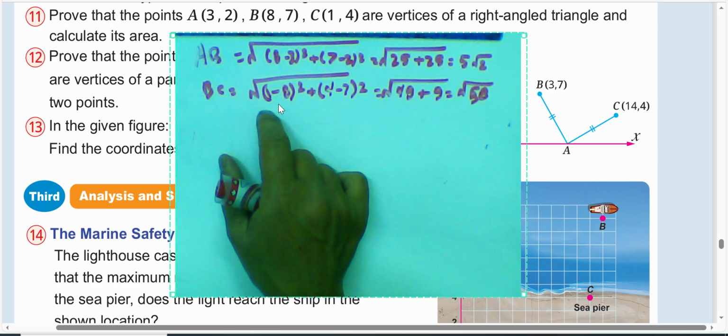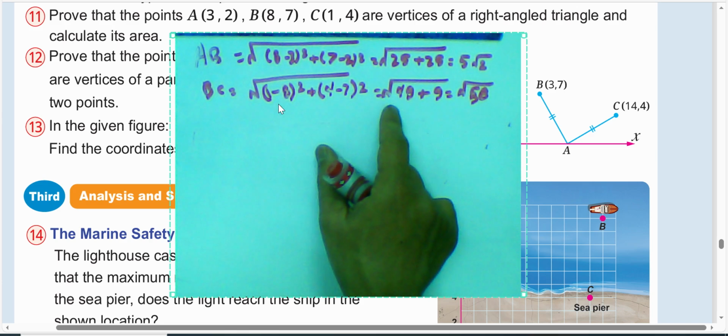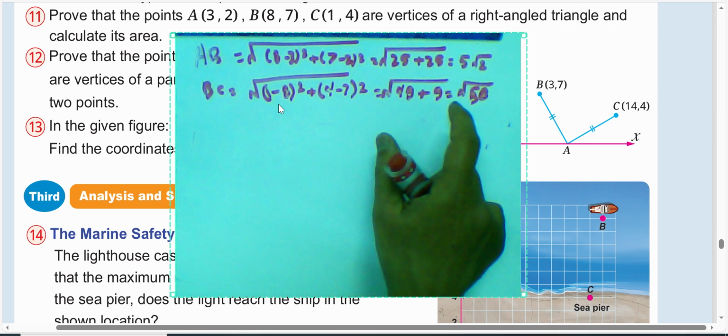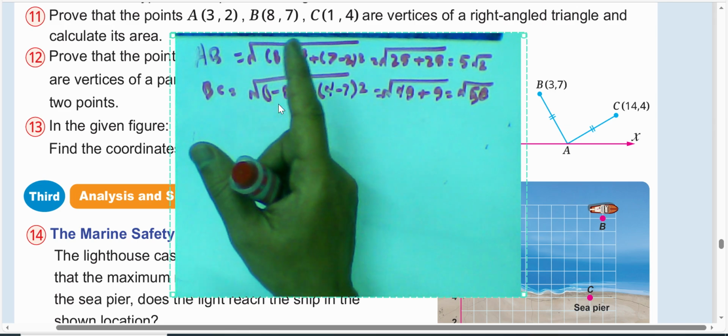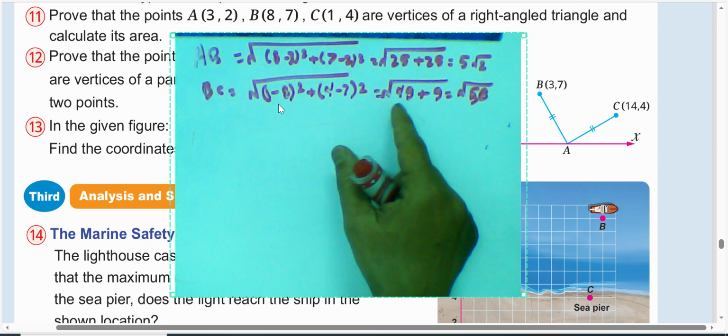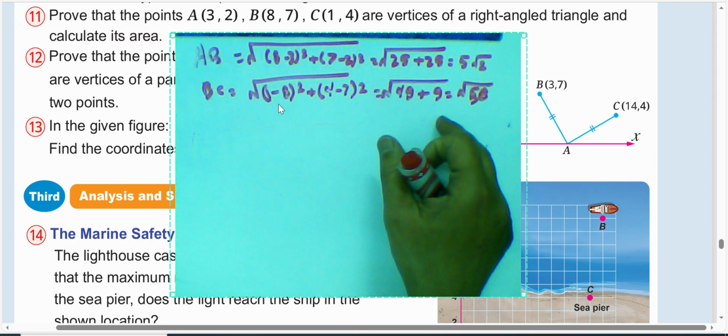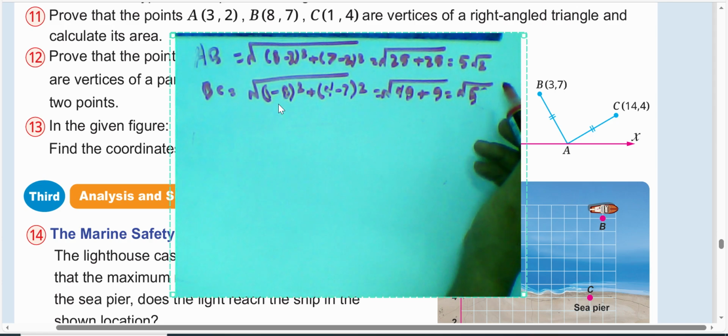For BC, we have 1 minus 8, negative 7 power 2, 49, and 4 minus 7, negative 3 power 2 is 9. The result will be square root of 58.